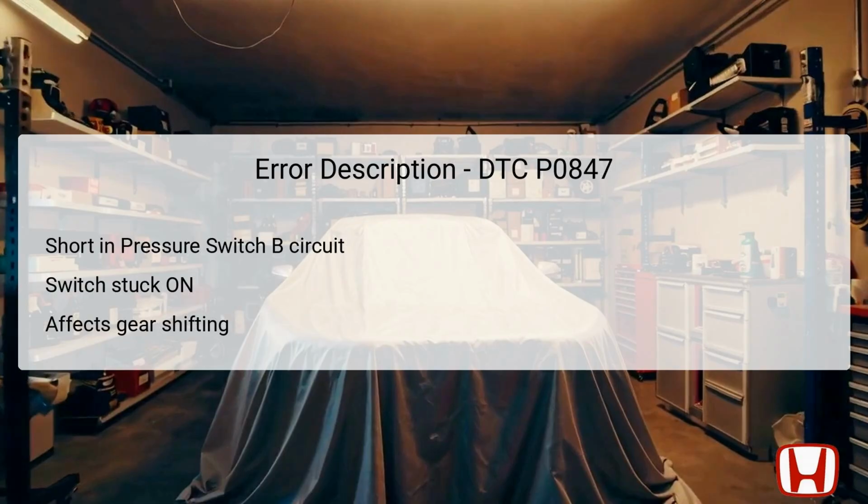DTC P0847 signifies a short circuit in the transmission fluid pressure switch B, third clutch circuit, or indicates that the switch is stuck in the on position. The transmission fluid pressure switch is an electrical component that detects the pressure of the fluid used for shifting functions within the automatic transmission. The information from this switch is used by the Powertrain Control Module, PCM, to ensure that the correct gears are engaged based on the vehicle's driving conditions.